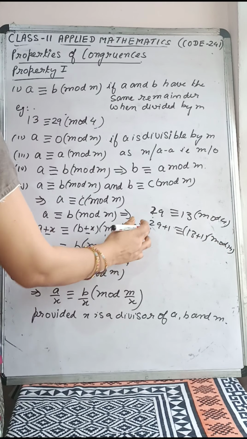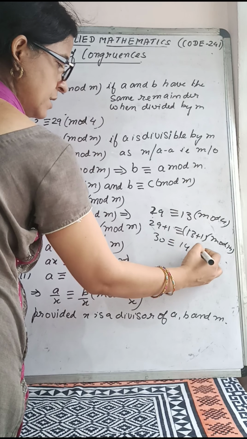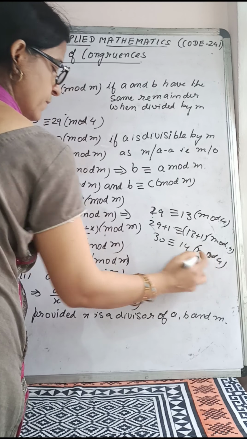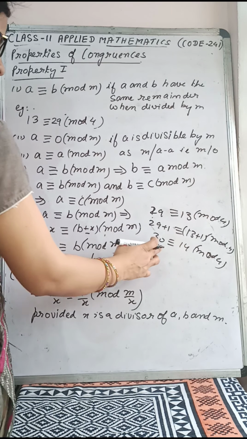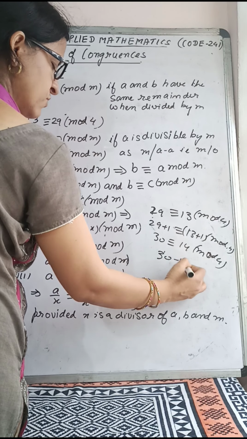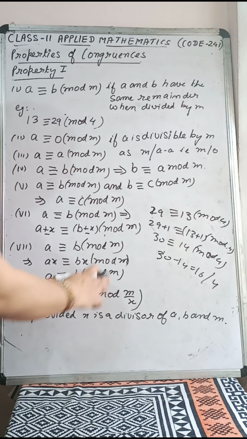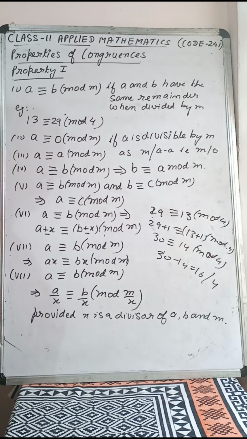So let us check it. 29 plus 1 is 30, this one is 14, modulo 4. Now 30 minus 14 will be equal to 16. So obviously 30 minus 14 equals 16, which is divisible by 4. So 30 is congruent to 14 modulo 4. Similarly, if we do subtraction, we will get the same result.